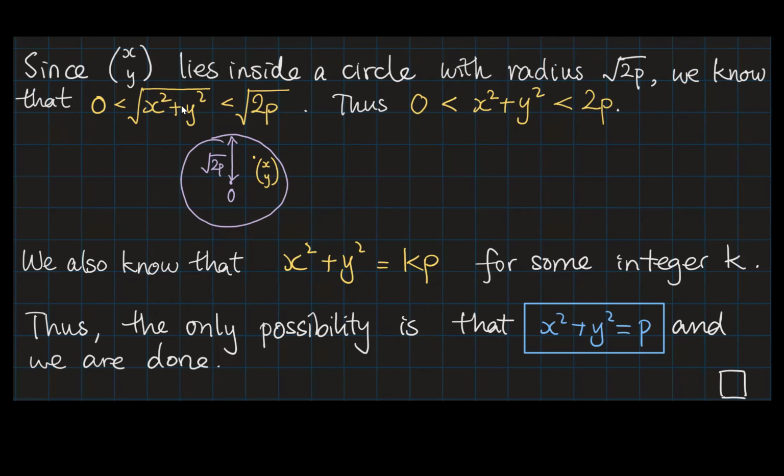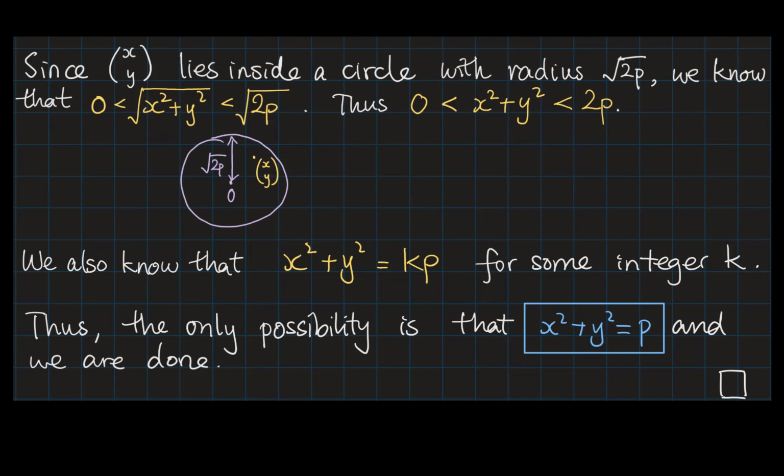And now, since xy lies inside this circle with radius root 2p, we know that for any point inside the circle, the distance of it from the origin squared is less than 2p. And since it's not the origin, it's bigger than 0. And we also know that x squared plus y squared is equal to a multiple of p. And so the only possibility we're left with is that x squared plus y squared is equal to p. And so we have found the x and y such that x squared plus y squared is equal to our prime. And that's the end of the proof.